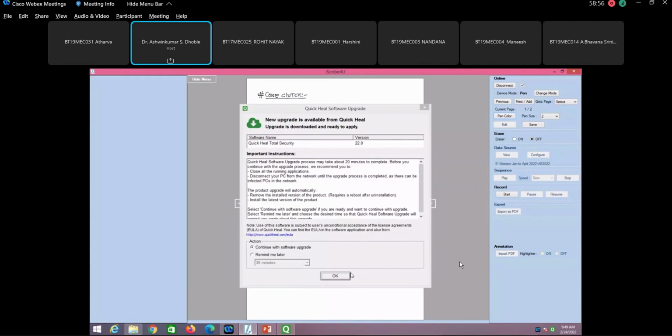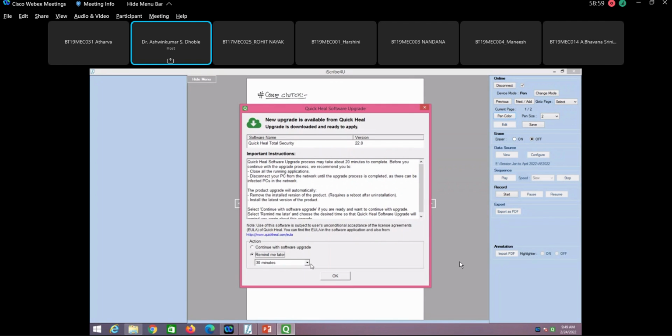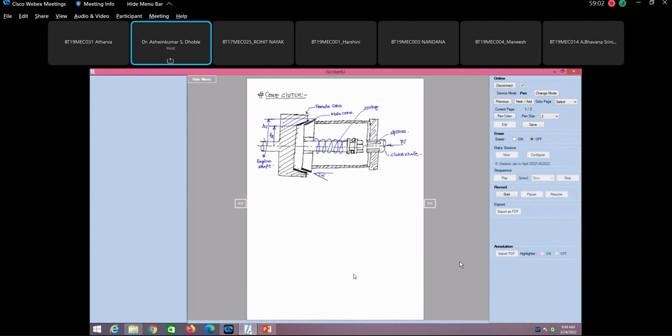They say that the common term which they use is practically obsolete. This alpha is called the semi-cone angle. And the width, you can say W or small b, is given as R1 minus R2 divided by sine of alpha, and this is the axial force for the engagement.